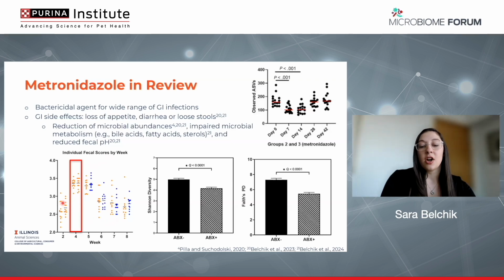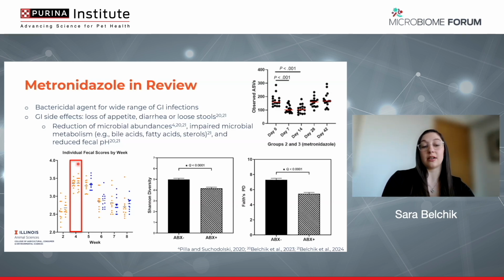The main figure I want to draw your attention to is down here on the bottom left-hand side of the screen, where in one of my first studies I measured the overall fecal scores of individual dogs on a weekly basis. Week 4 was after 2 weeks of antibiotics dosed at 20 milligrams per kilogram of body weight twice a day. Just after 2 weeks of metronidazole, fecal scores significantly increased. On the scale that we use, it's the induction of looser stools, so the higher the score, the looser the stool.